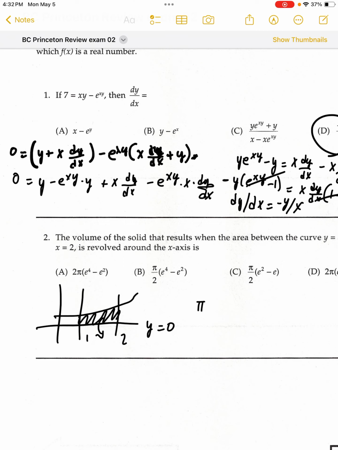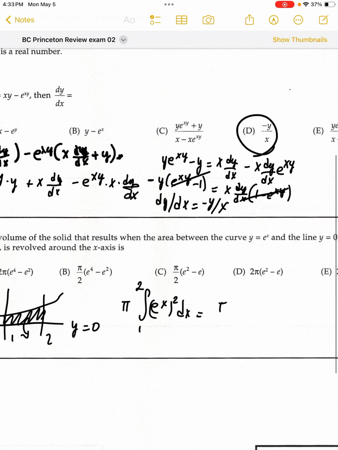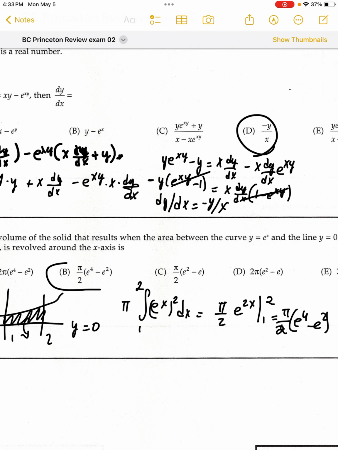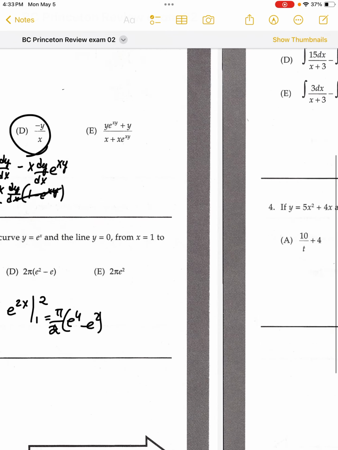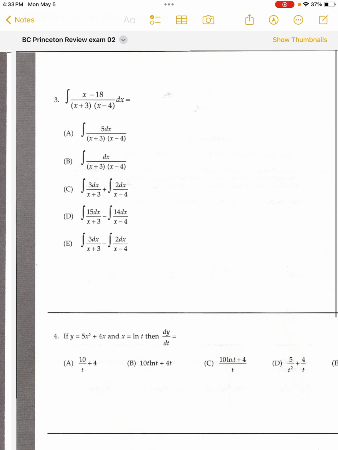So I'm just going to use the disk method, so that'll be pi times the integral from 1 to 2 of e to the x squared dx. Now the antiderivative for this is just pi over 2 e to the 2x, and we're going to evaluate between 1 and 2. And this will give us pi over 2 times e to the 4th minus e squared. And that's B. Okay, let's move on really quick.